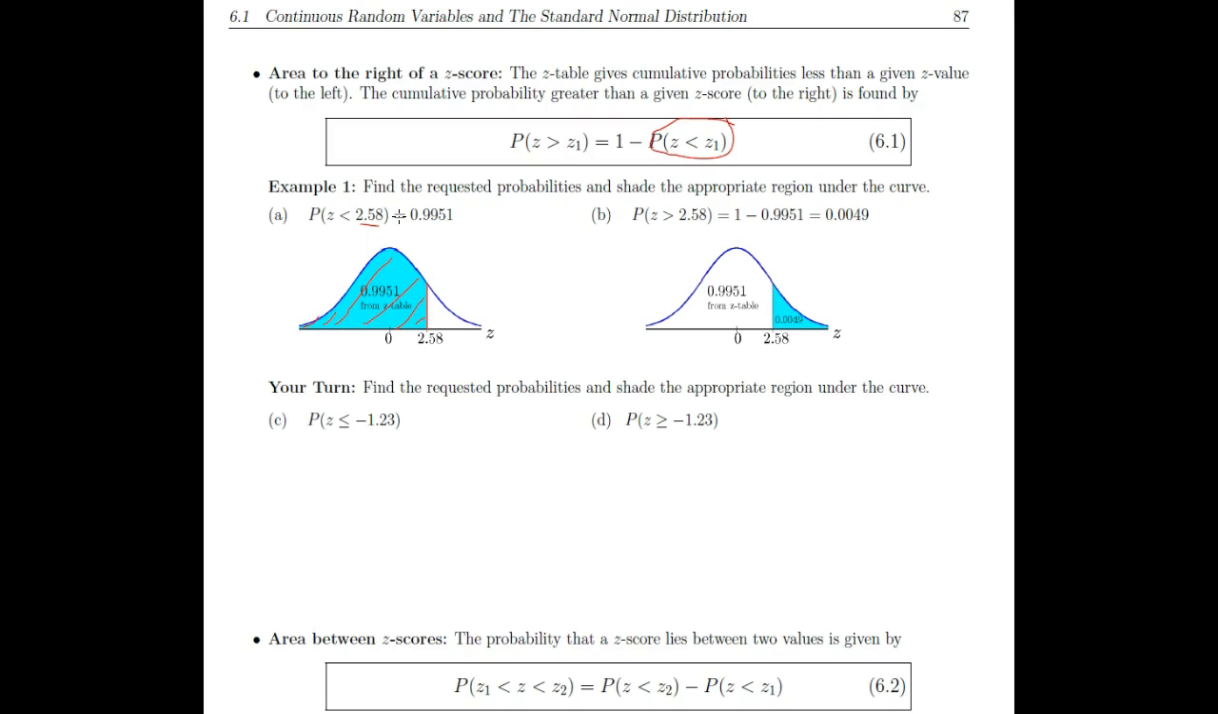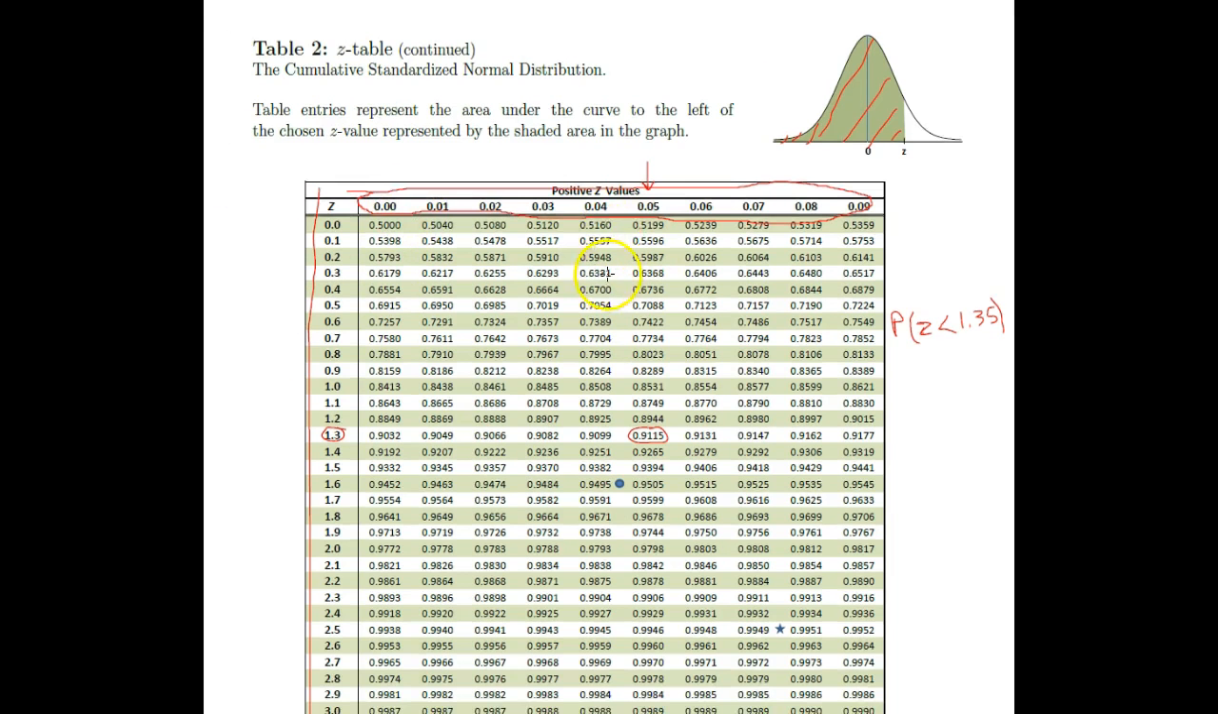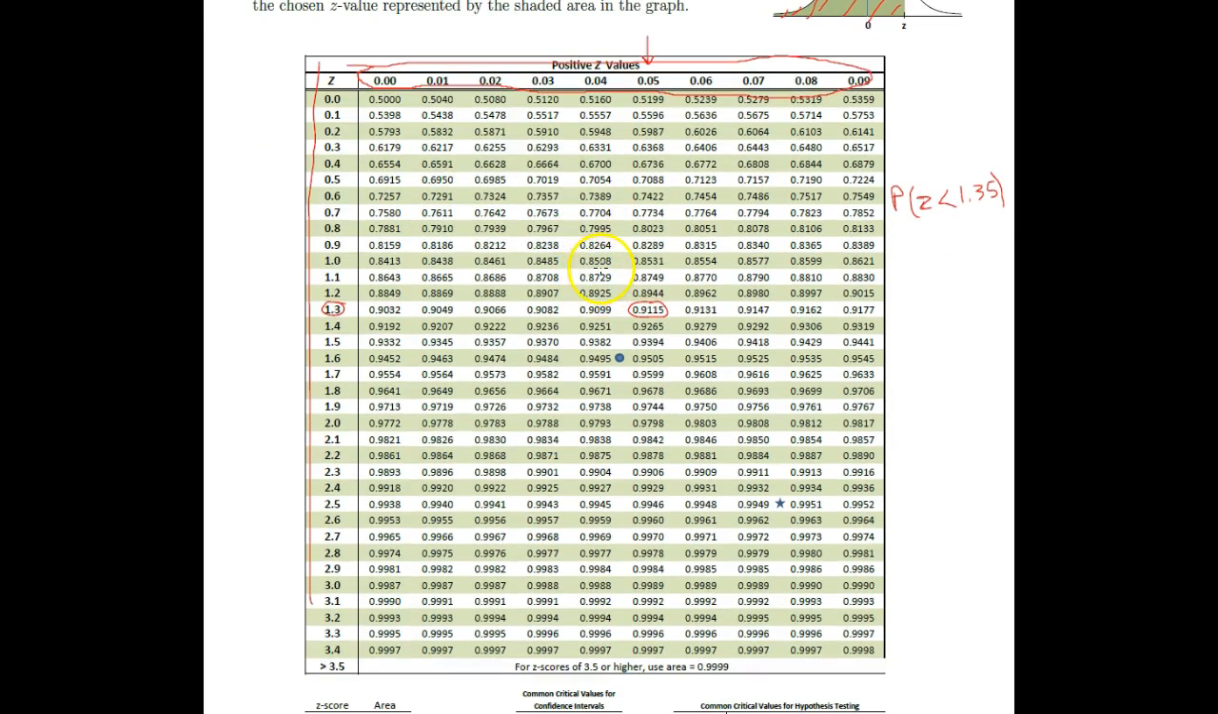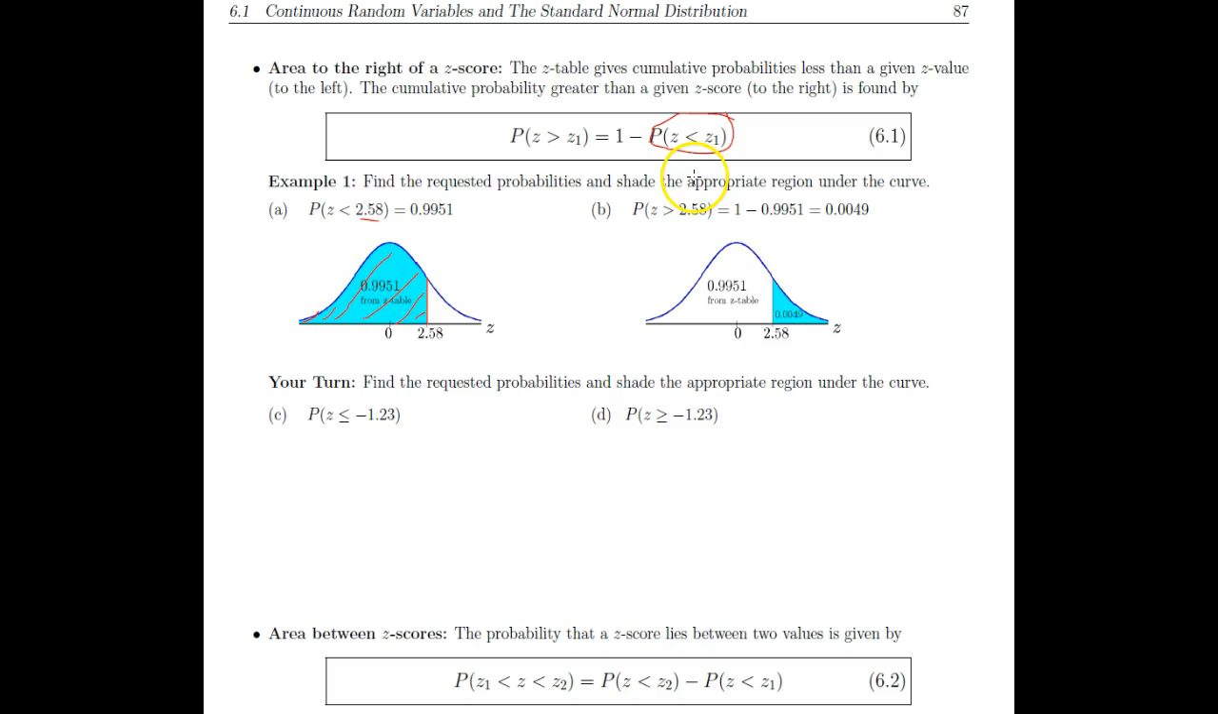So we want to go to our table in the back. We're going to go to our positive z tables, right? Okay, here's our positive z tables. We're going to look up 2.58. So here's 2.5 down here. Now I have to go all the way over to 8, which is right over here. So 0.9951 would be the answer. Okay, and that's where they got this 0.9951 answer from.